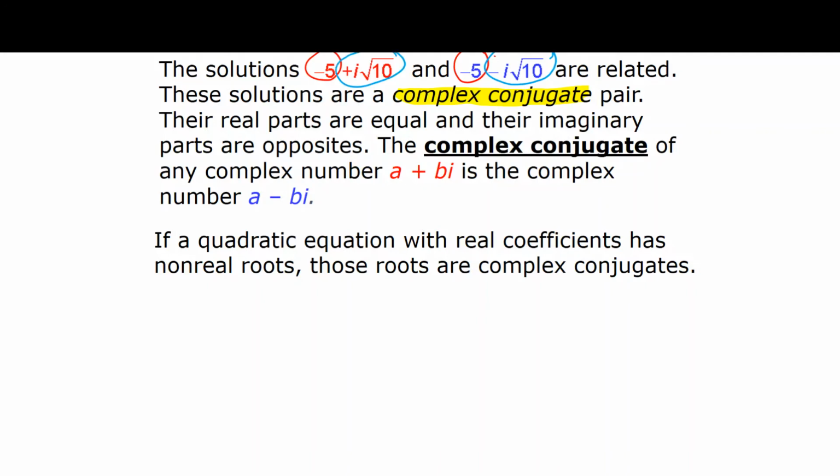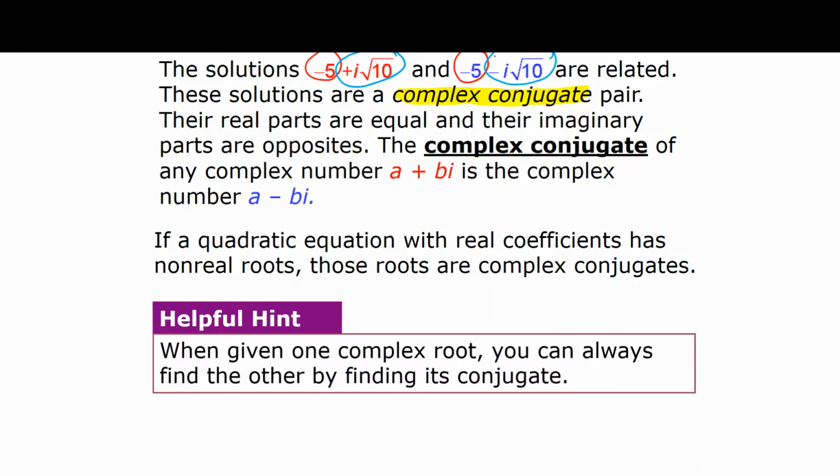The complex conjugate of any complex number a plus bi is the complex number a minus bi. If a quadratic equation with real coefficients has non-real roots, these roots are complex conjugates. Sounds like a lot, but it's not going to be that much. When given one complex root, you can always find the other by finding its conjugate. All right, let's see how easy this is.